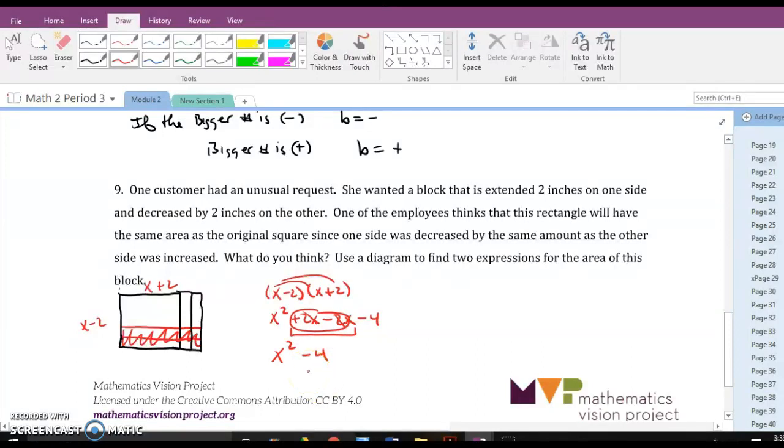So it says, one of the employees thinks this rectangle will have the same area as the original square, since one side was decreased by the same amount as the other side was increased. What do you think? And the answer to that is no, because this is the original square, and all we're doing is subtracting 4 units from that. So it doesn't end up being the same size. So let's go ahead and look at the next one now.